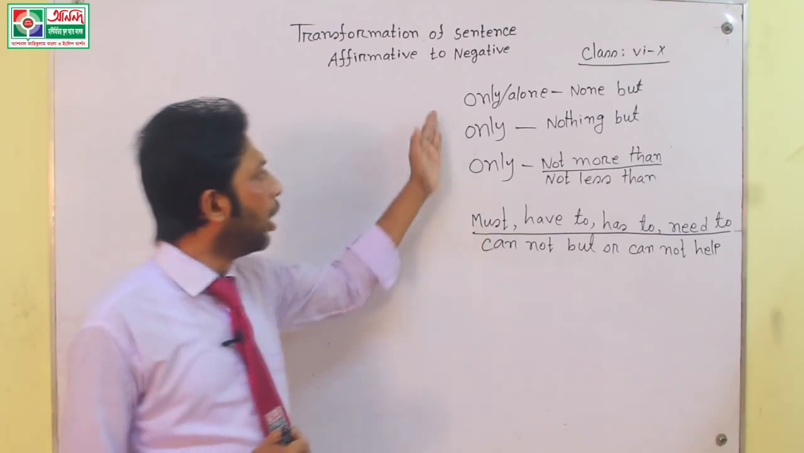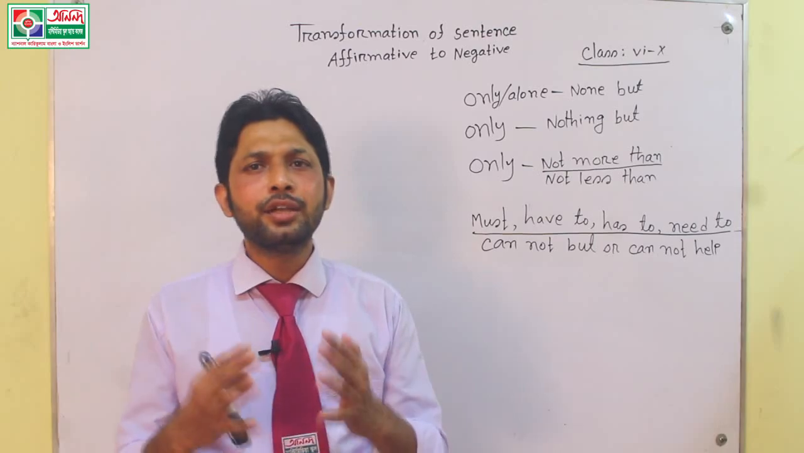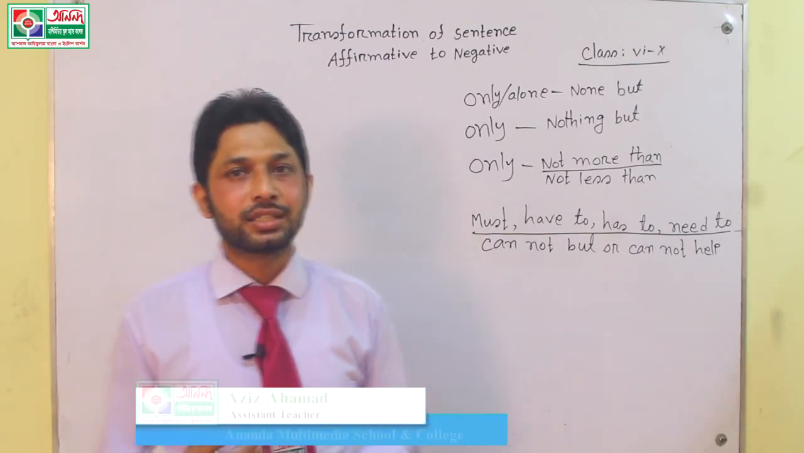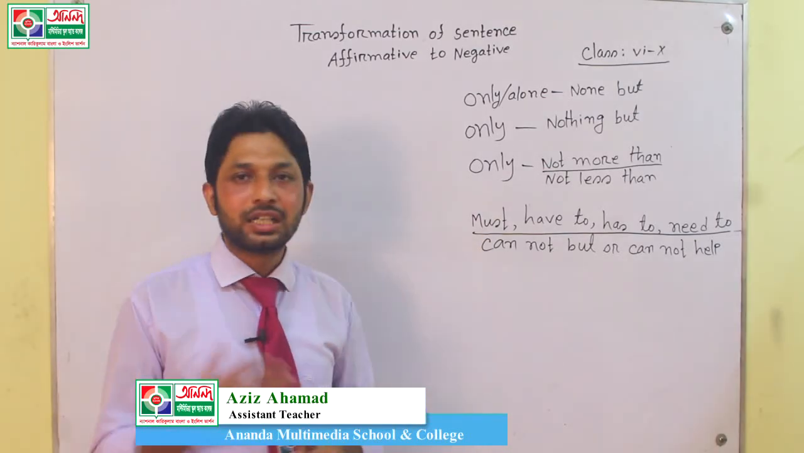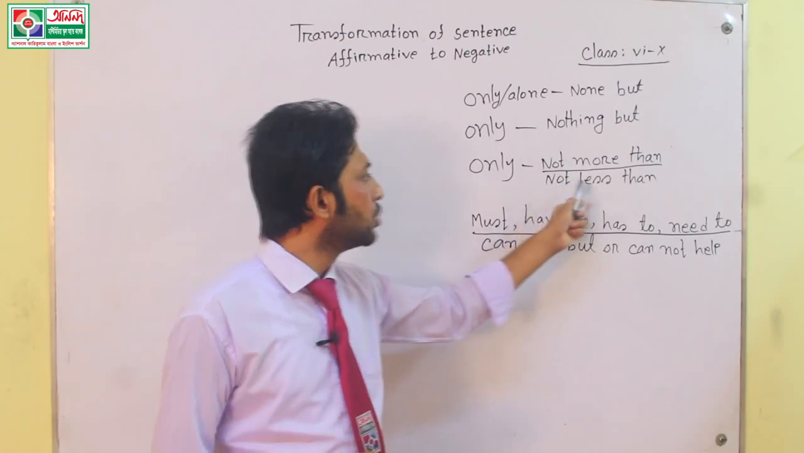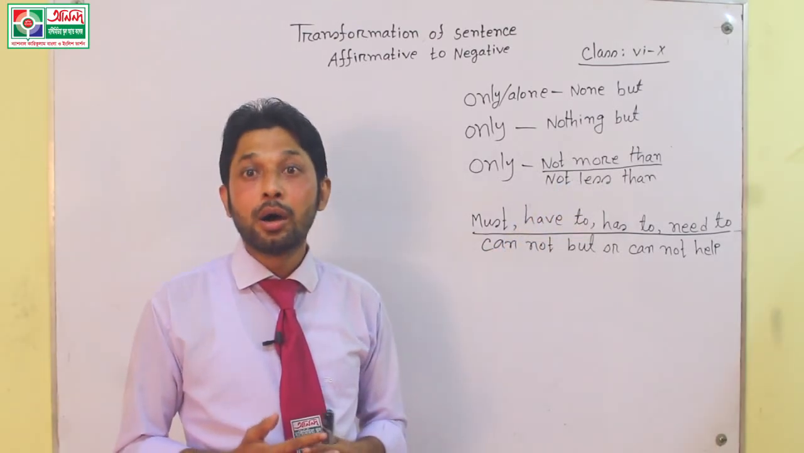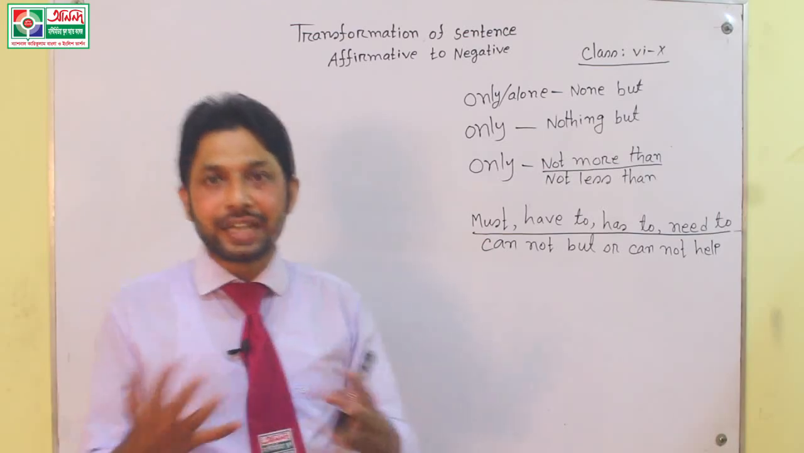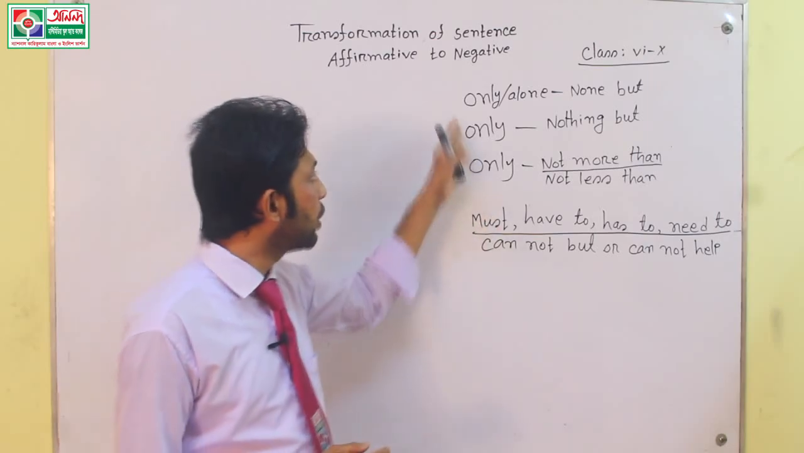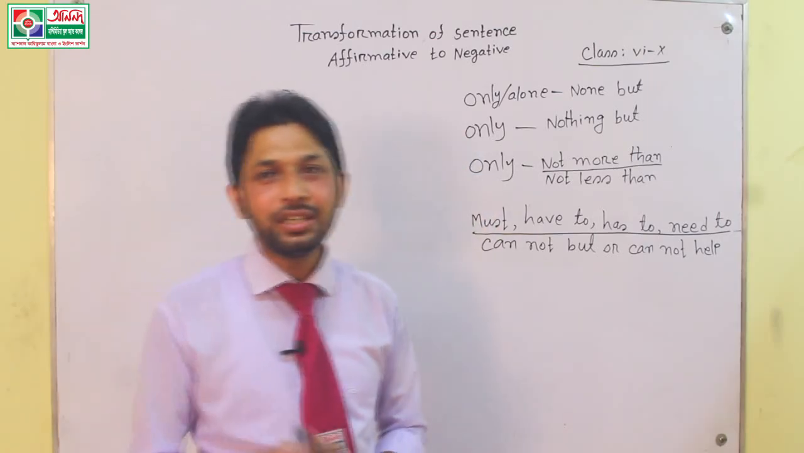First of all, only. Only can be used in 3 ways, such as only becomes none but, only becomes nothing but, only becomes not more than or not less than. But when there will be none but, nothing but or not more than instead of only. Now I am going to discuss one by one.